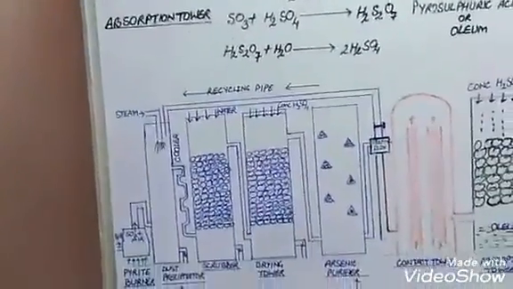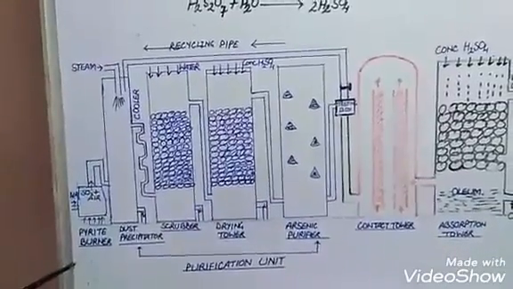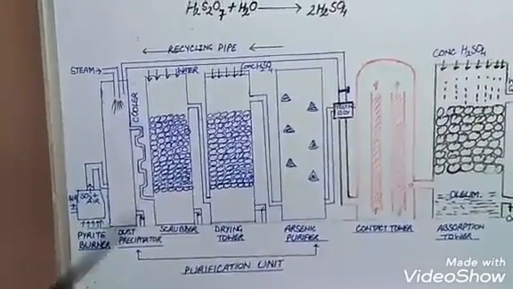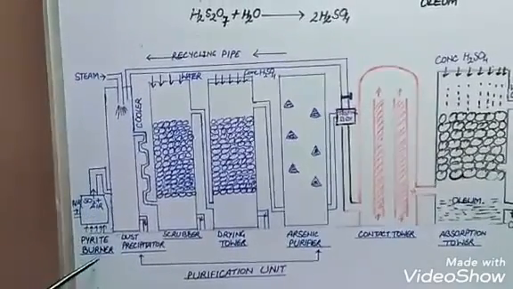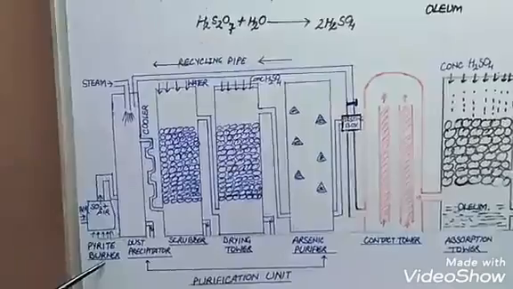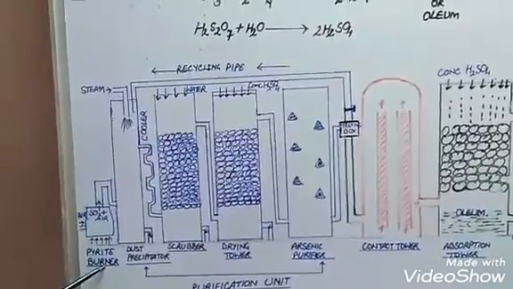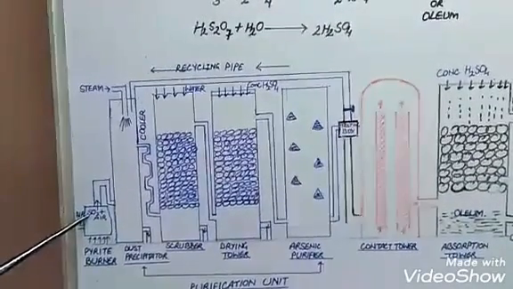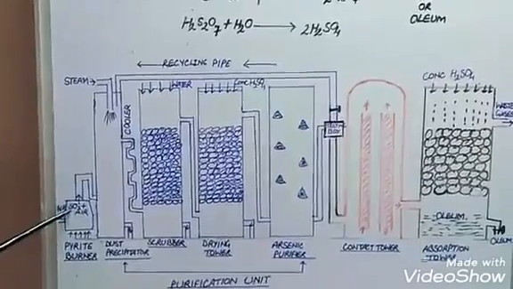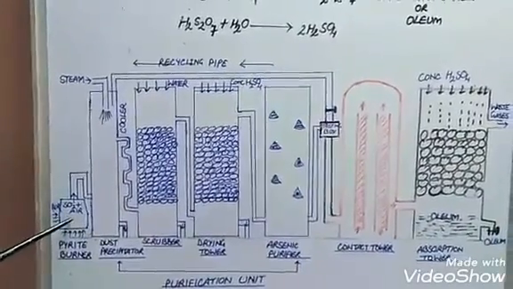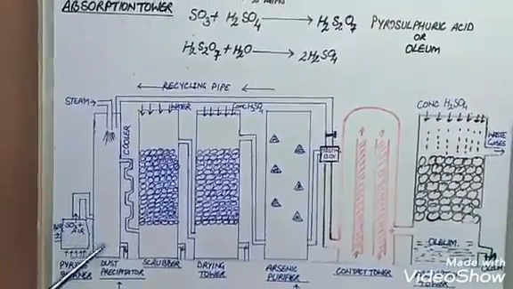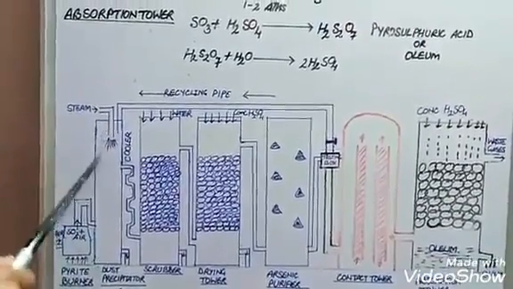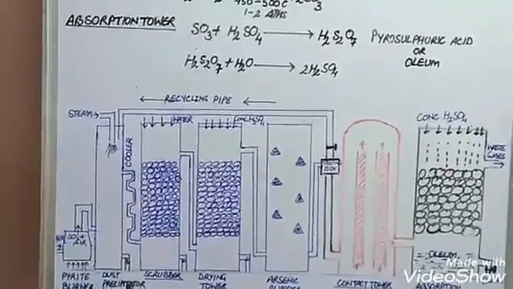This is the setup of the plant which is used for the manufacture of sulfuric acid by contact process. The first part of this plant is pyrite burner. In pyrite burner, iron pyrite is burned to produce sulfur dioxide. Then this sulfur dioxide is mixed with excess of air, and this mixture of gases is passed into the next chamber, which is called dust precipitator.